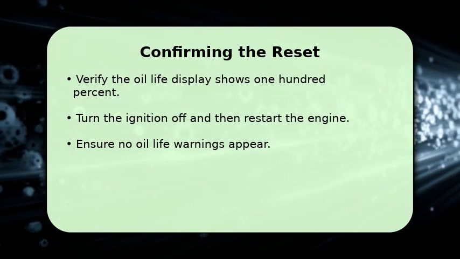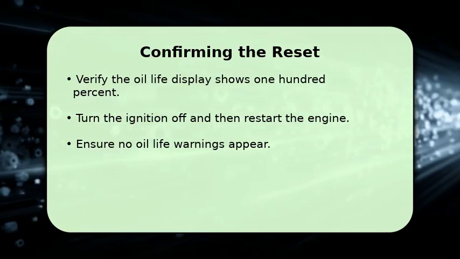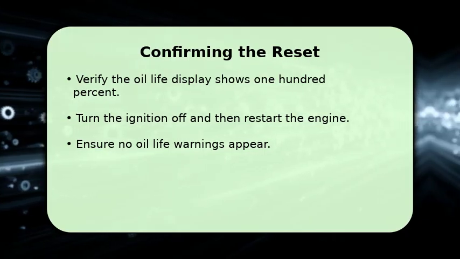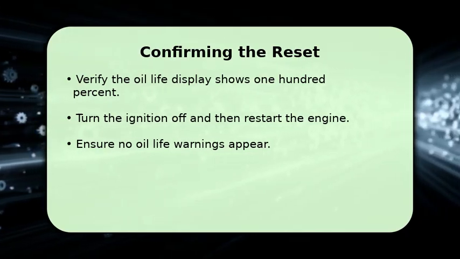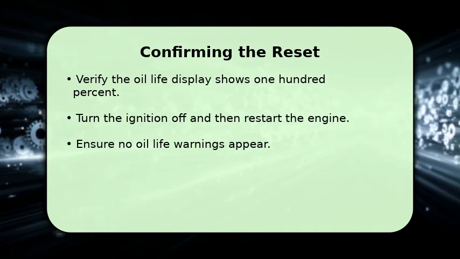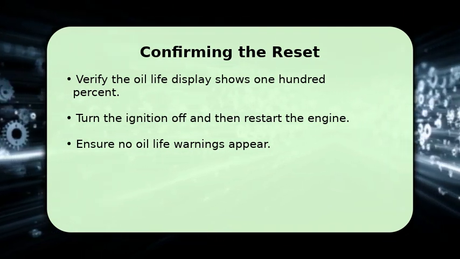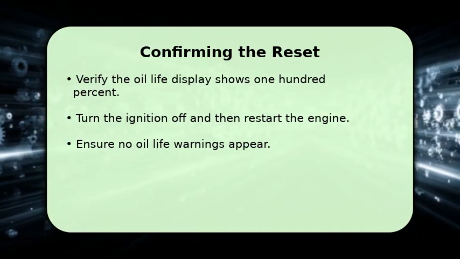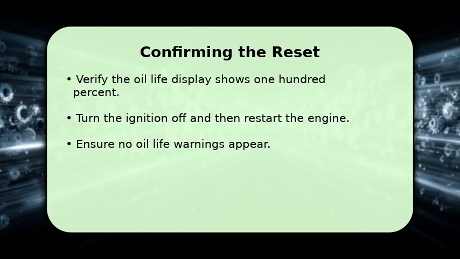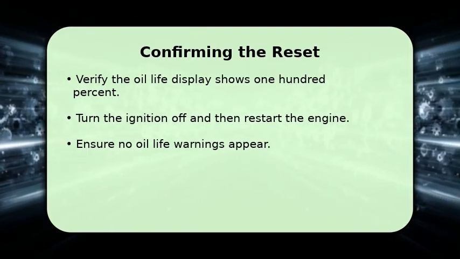After releasing the button, double-check that the oil life display now clearly indicates 100%. This confirms the reset was successful. Then, turn your vehicle's ignition completely off. Wait a few moments, and then restart the engine. This allows the system to fully cycle and confirm the new oil life reading. Make sure no oil life warnings or messages reappear on your dashboard.